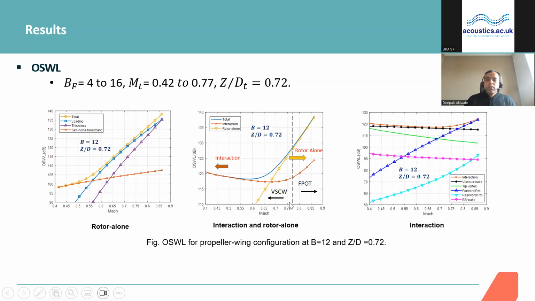So when you try to look for which interaction noise source dominates over here, we looked at individual noise source mechanisms, and what we found out is that this region is dominated by the tonal wake interaction noise source, and this high region over here is dominated by the forward potential field, which makes sense because at these low tip speeds, the propeller has to generate a similar kind of thrust.